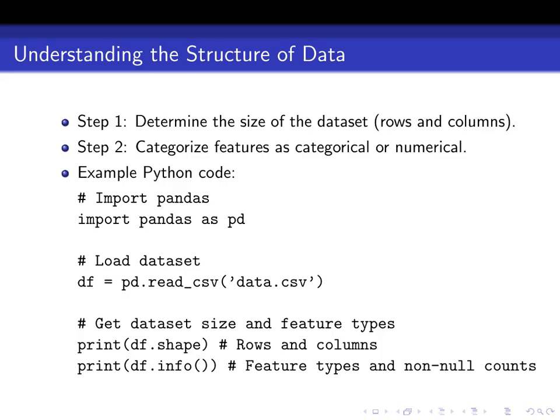Let's start by understanding the structure of data. The first step is to determine the size of the dataset, such as the number of rows and columns. Then, we categorize the features as either categorical or numerical. In the code snippet shown, we use Pandas to load a dataset, determine its size using the shape attribute, and inspect the types of features with the info method.